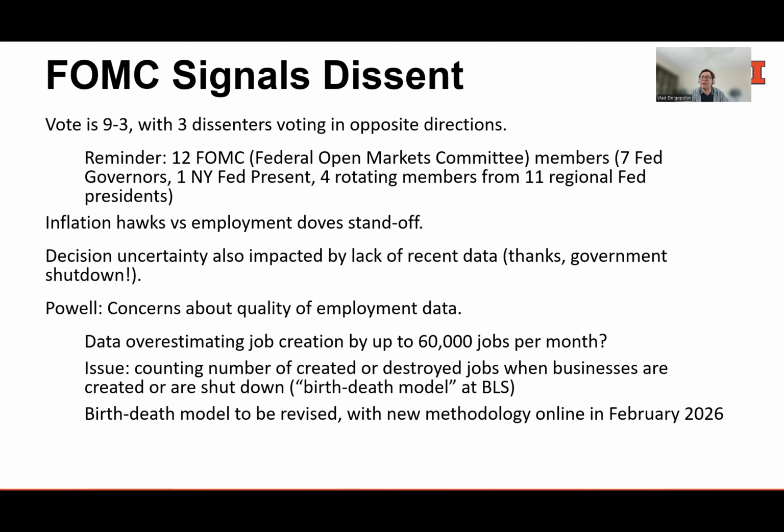So this model is going to be revised. Hopefully the new methodology that comes online in February of 2026, about 2 months from now, should be a little more reliable, though still questionable, because as you can imagine, this is a difficult set of data points to collect. So even if the model improved, it's not going to be a terribly highly reliable model, but hopefully it should be better than what we have right now. And that's what Powell points to as one of his main concerns about employment numbers.